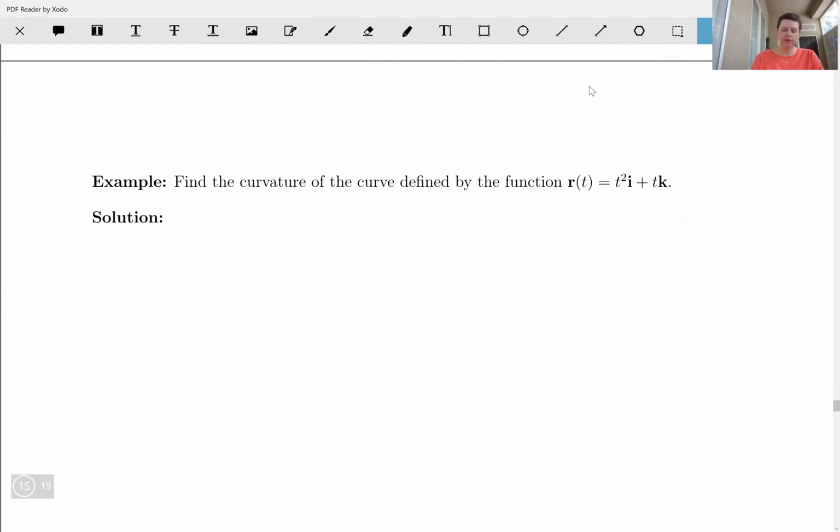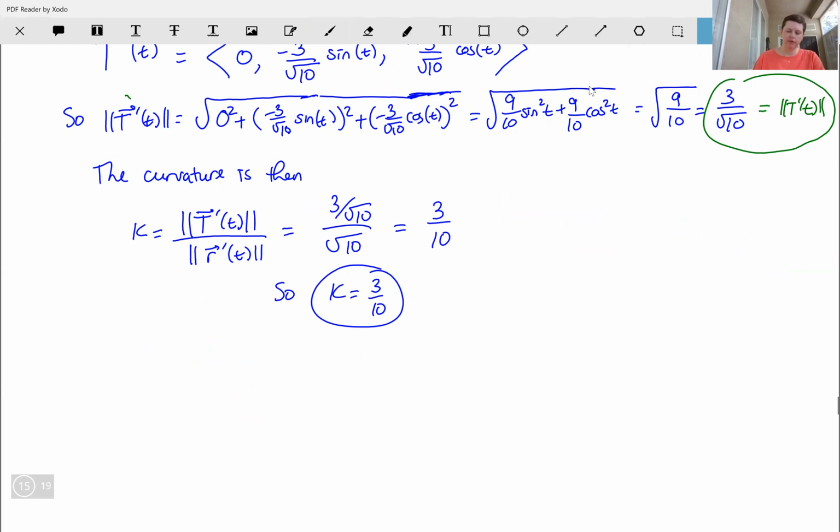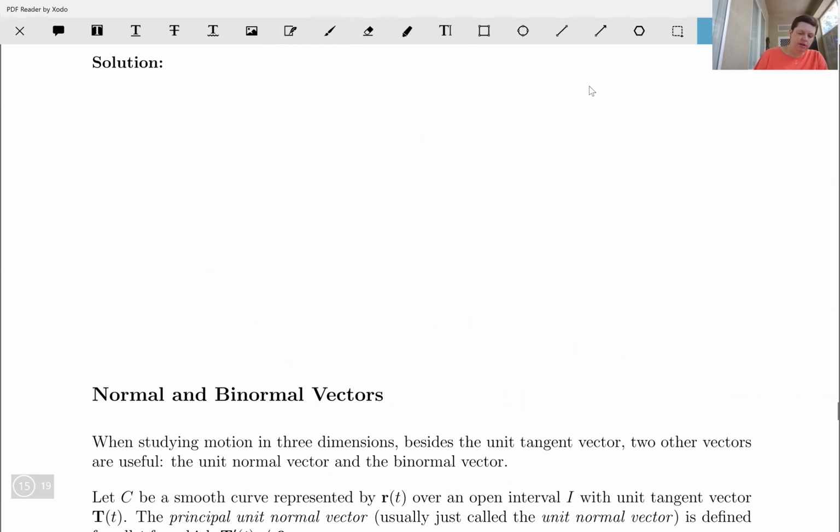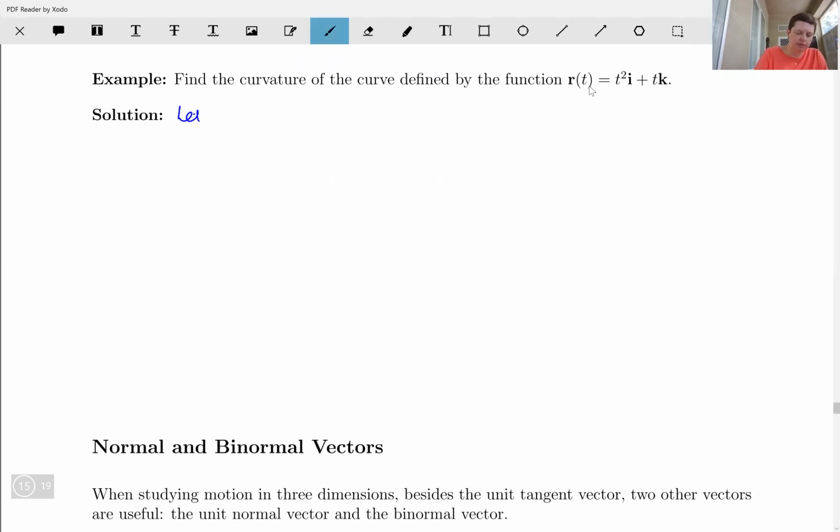Let's find the curvature of the curve defined by the vector valued function r of t is t squared times i plus t times k. Let's do the other equation this time. Let's use the one with the cross product. All right, so let's try that one for a change. Let's use equation 17.